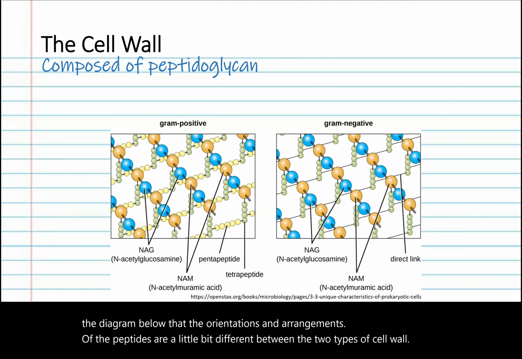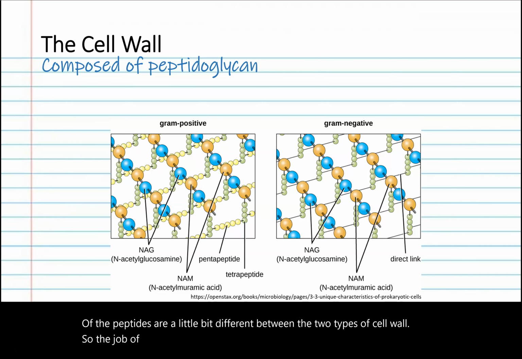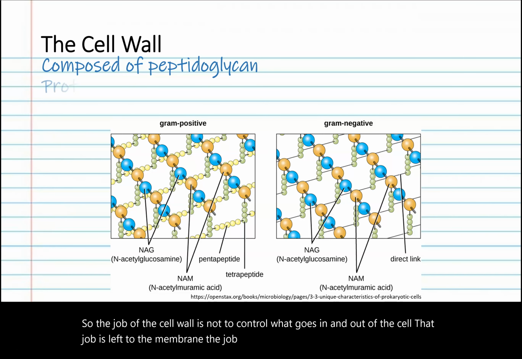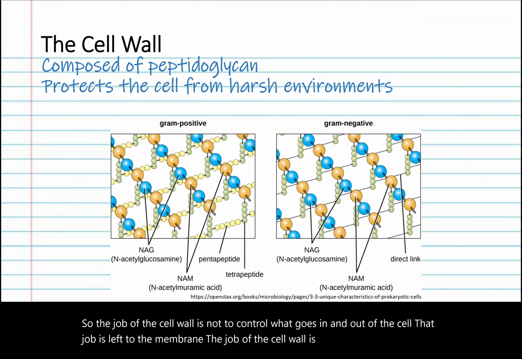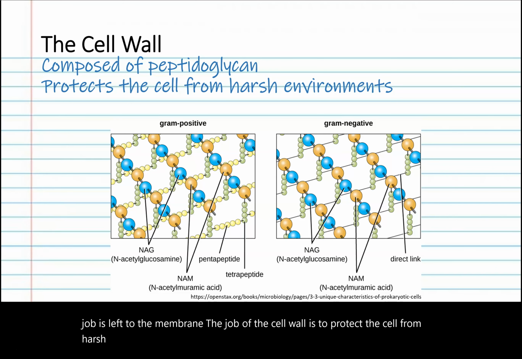So the job of the cell wall is not to control what goes in and out of the cell. That job is left to the membrane. The job of the cell wall is to protect the cell from harsh environments. It gives it structure, it gives it support.